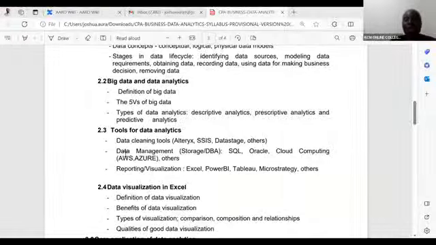All right, ladies and gentlemen, we have here data management. How do you manage the data that you have been able to collect? So we have the famous SQL. We're looking at storage here. All right, database storage here. We have the famous SQL. We have the famous Oracle. We have cloud computing. We have the famous Amazon, AWS, and then of course we have the Azure and others.